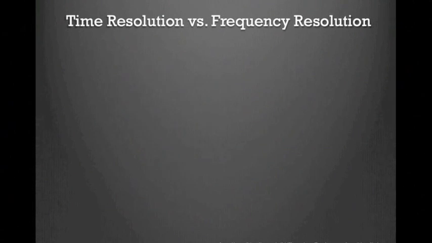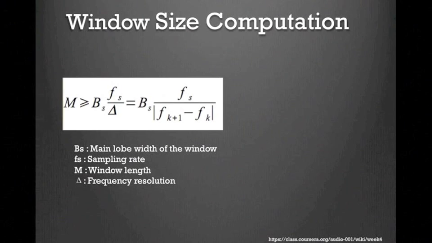At last, we will talk about how to calculate the window length. In this equation, Bs is the main lobe width, Fs is the sampling rate, delta is the frequency resolution, and M is the window length.